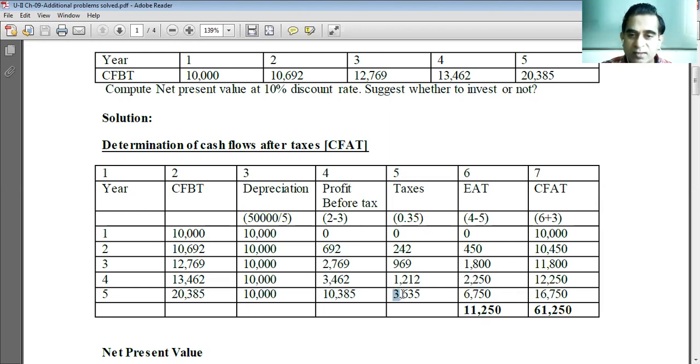10,335 minus 3,635 is equal to 6,750 rupees, which are the earnings after taxes. Okay, so this is EAT, earnings after taxes.